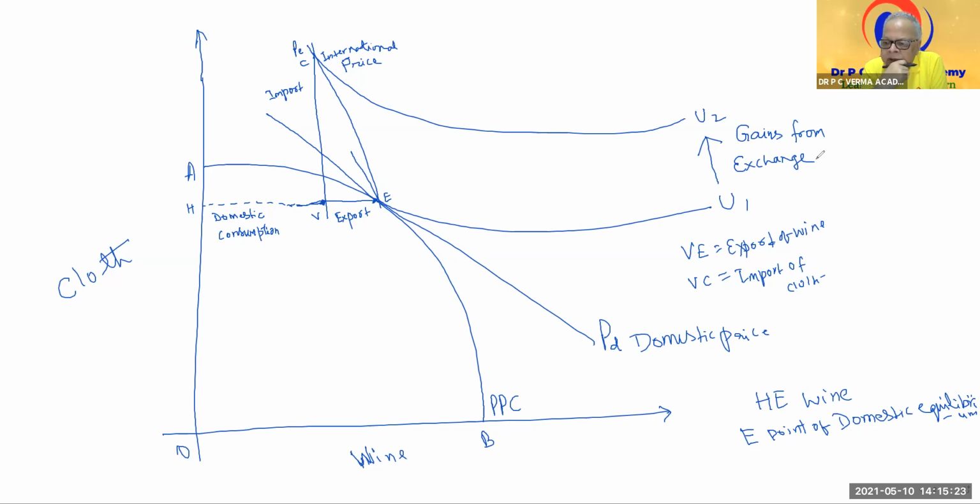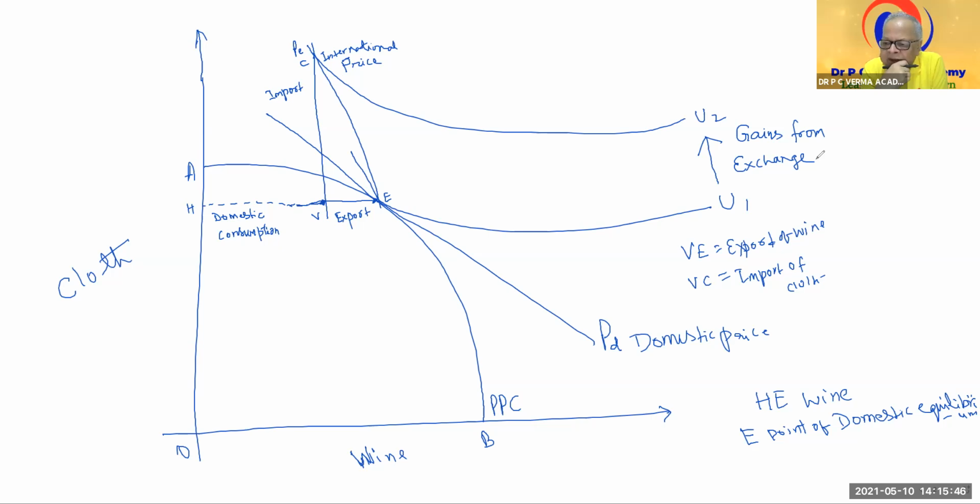Country gains from exchange, moving from lower indifference curve U1 to higher indifference curve U2. Moving from point E to C, higher point, higher indifference curve.